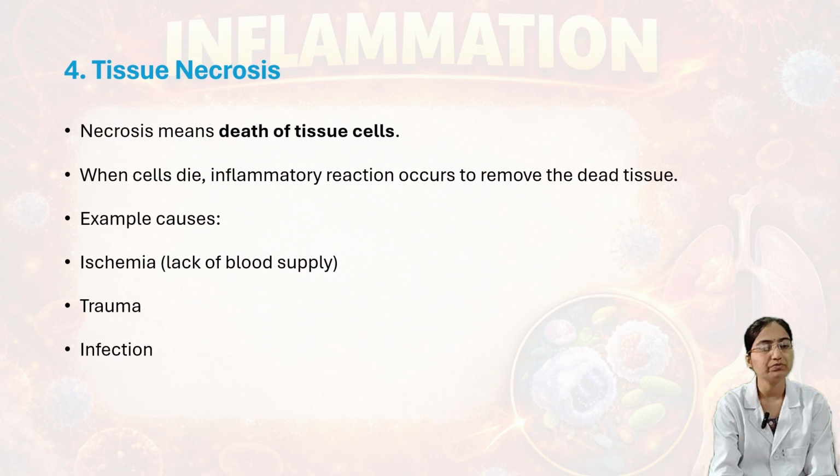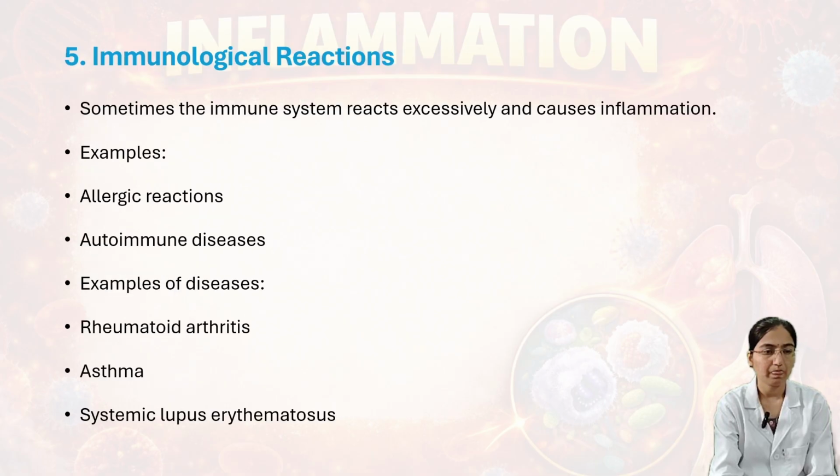Next we'll move to tissue necrosis. Necrosis, as you already know, is the death of tissue cells. When cells die, an inflammatory reaction occurs to remove the dead tissue. Example causes: ischemia, that is lack of blood supply, and then trauma, and infection. Those are causes.